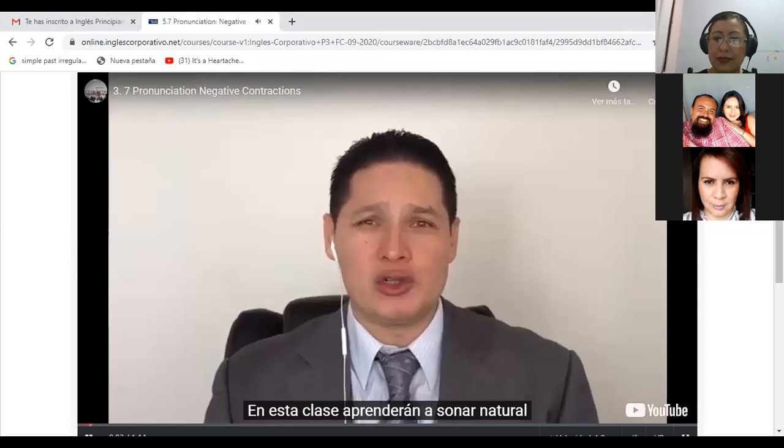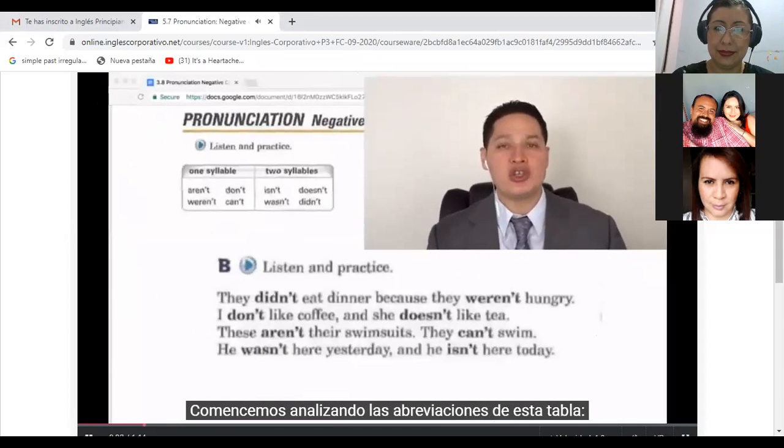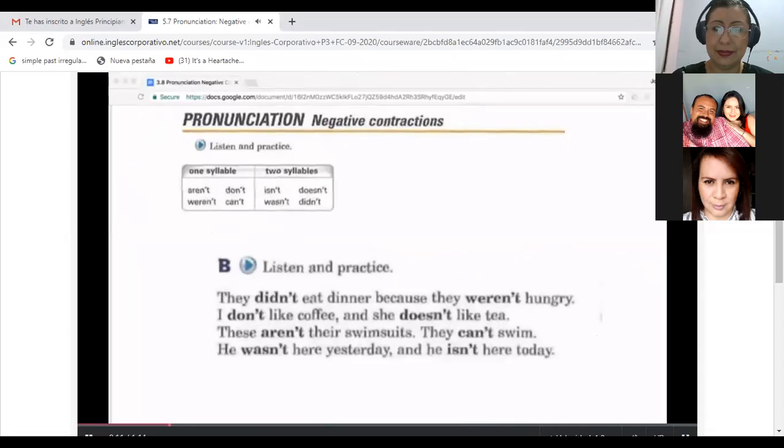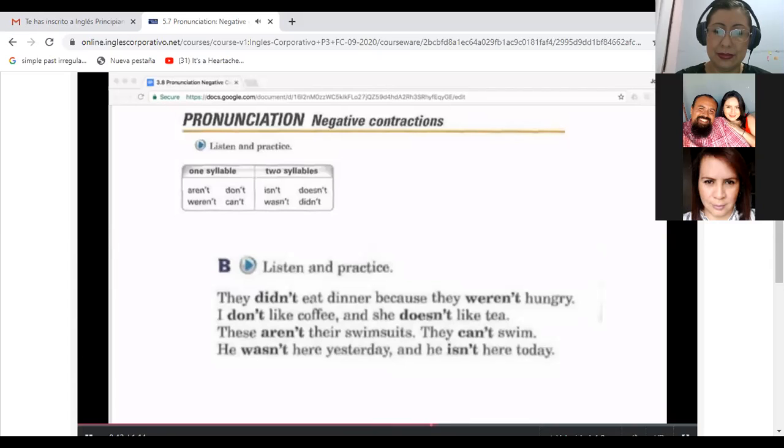Hi everyone. In this class, you learn to sound natural when expressing contractions. Let's get started by analyzing the contractions on this chart. Aren't, weren't, don't, can't. Two syllables. Isn't, wasn't, doesn't, didn't. They didn't eat dinner because they weren't hungry. I don't like coffee, and she doesn't like tea. These aren't their swimsuits. They can't swim. He wasn't here yesterday, and he isn't here today.